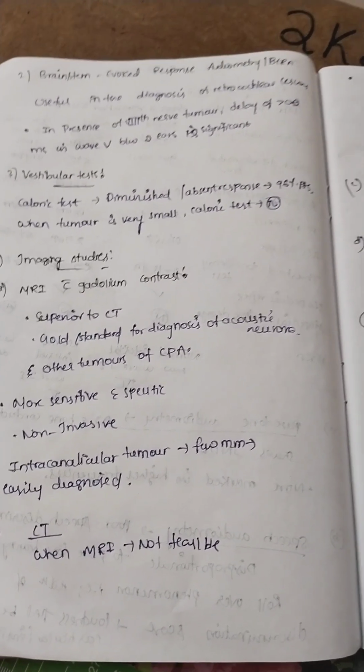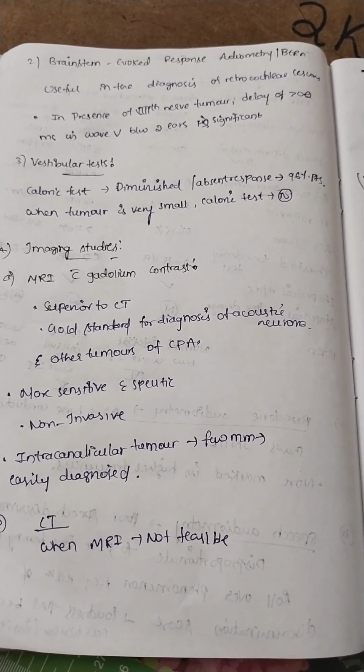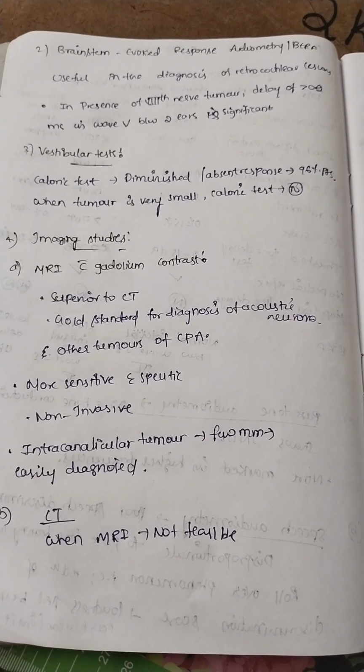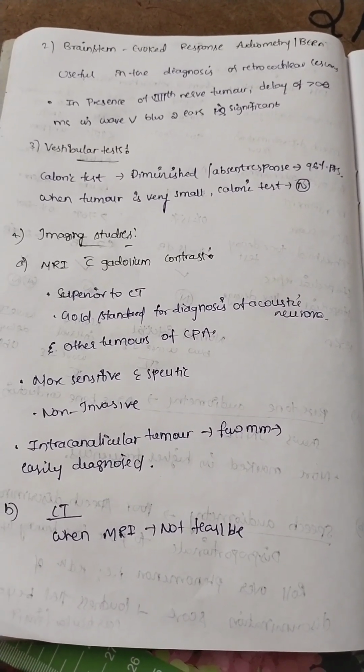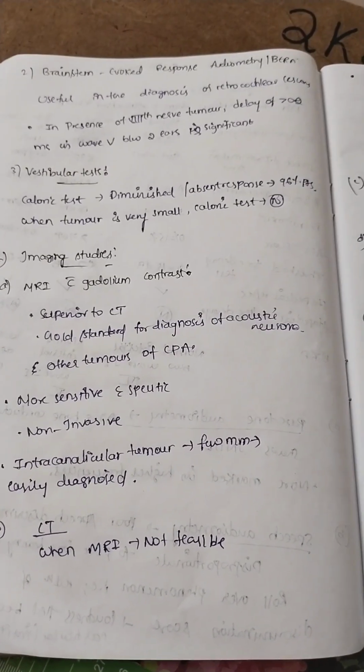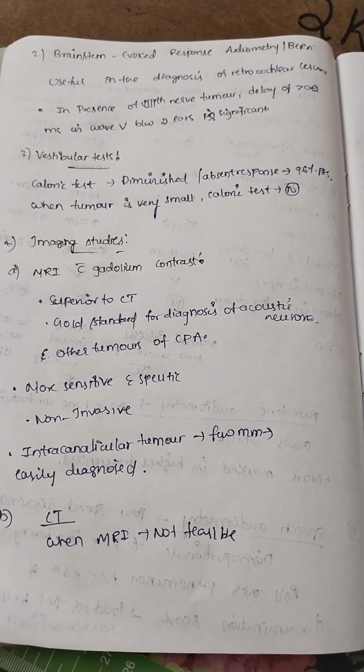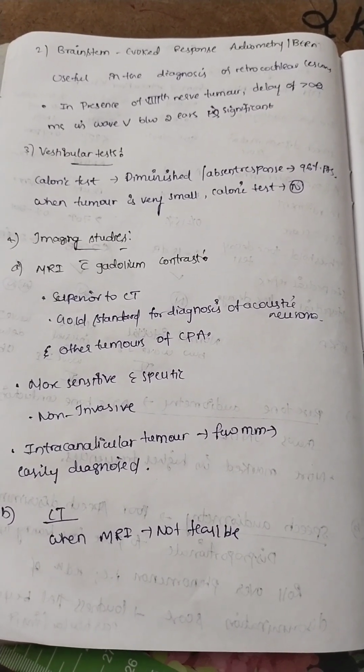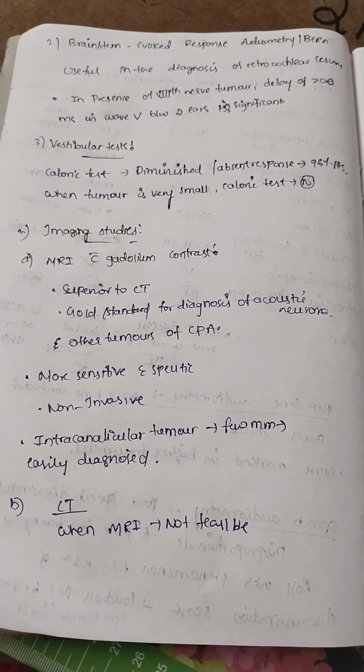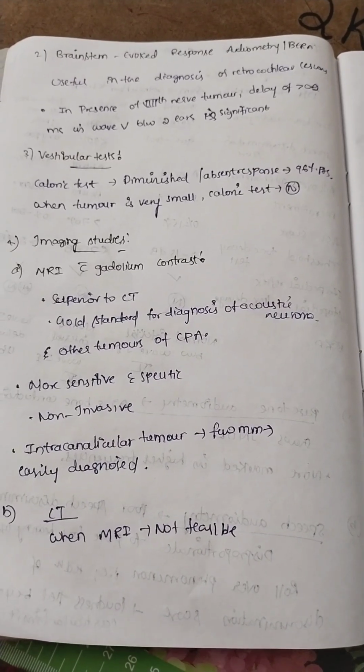Vestibular test, caloric test: diminished or absent response in 96% of patients. When the tumor is very small, the caloric test is normal. Only in large tumors can we appreciate this caloric test, which is a vestibular test.